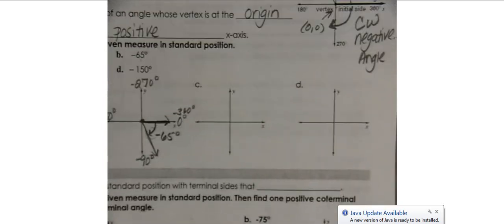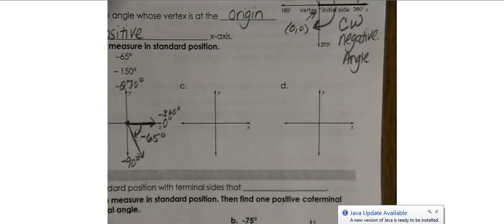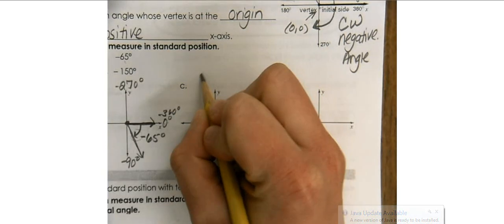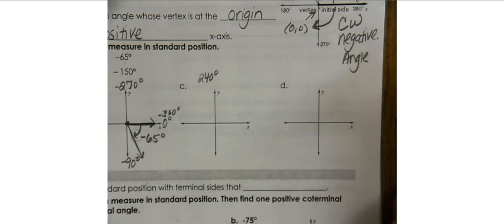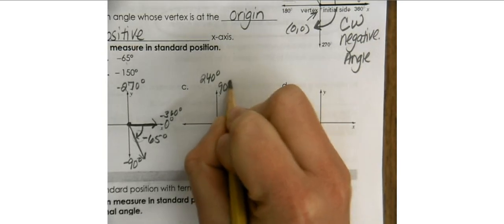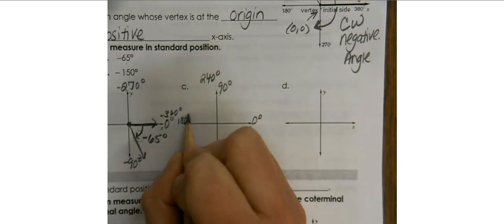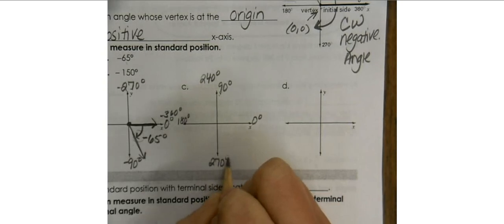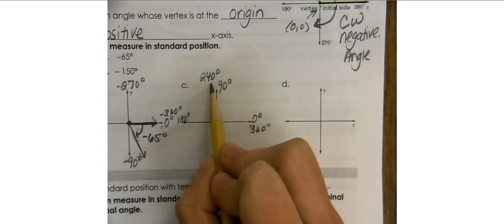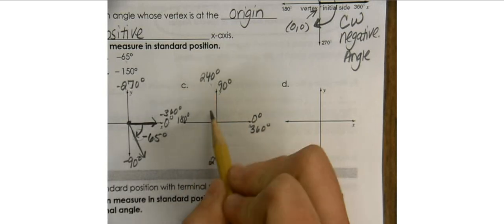All right, let's check it out. So for letter C, we are looking at 240 degrees. So that's positive. So I'm going to label my axes 0, 90 degrees, 180 degrees, 270 degrees, and 360 degrees. Now, 240 degrees, that's 60 degrees beyond 180.